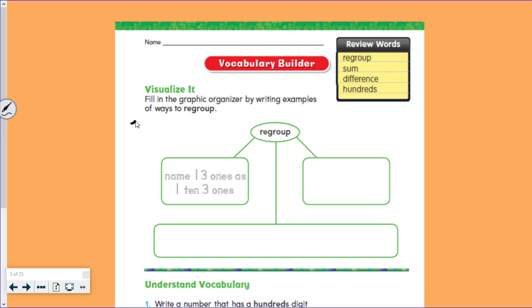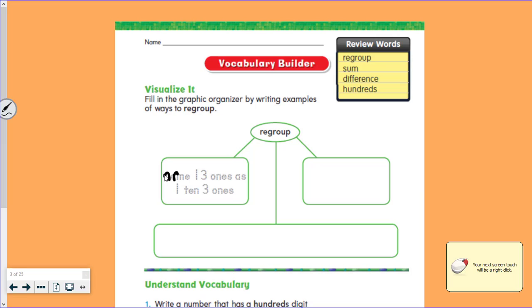All right, let's try this again. 13 ones. 1, 2, 3, 4, 5, 6, 7, 8, 9, 10, 11, 12, 13. 13 ones is the same as 1 ten and 3 ones, right? That's an example of regrouping, right? So we're going to go ahead and trace that. Name 13 ones as 1 ten.